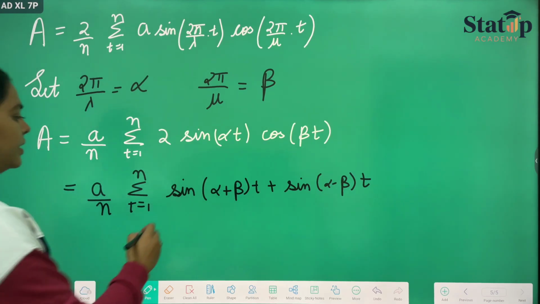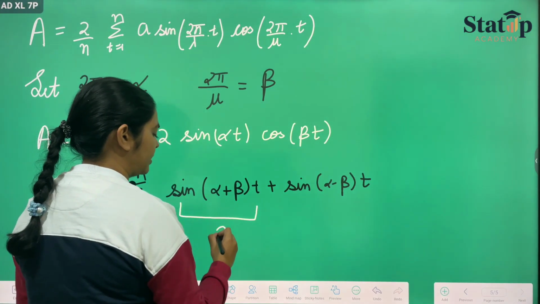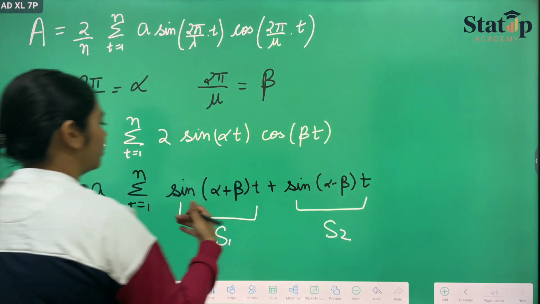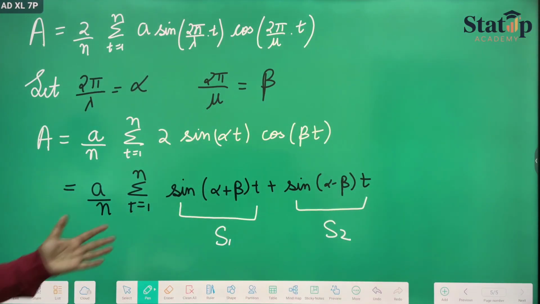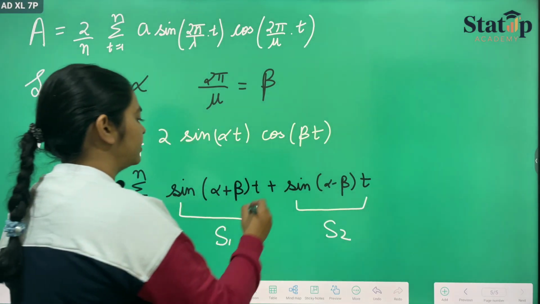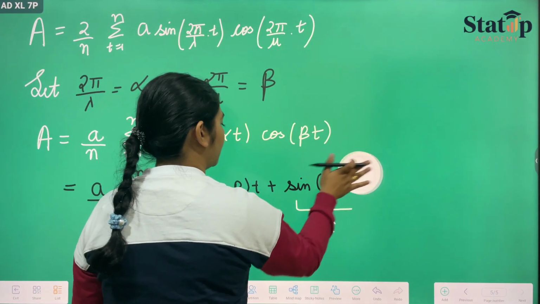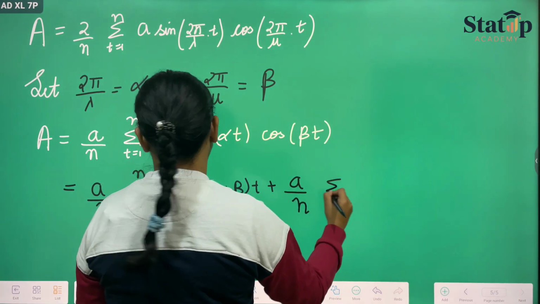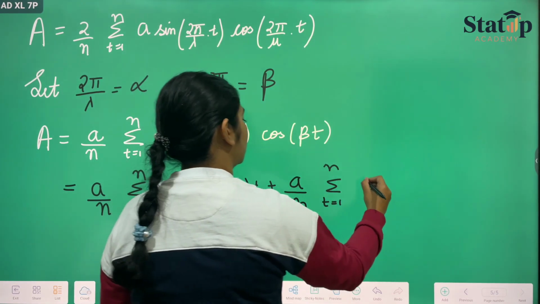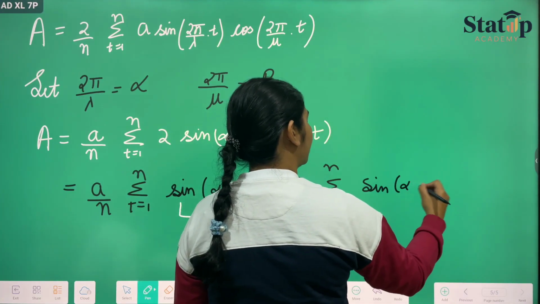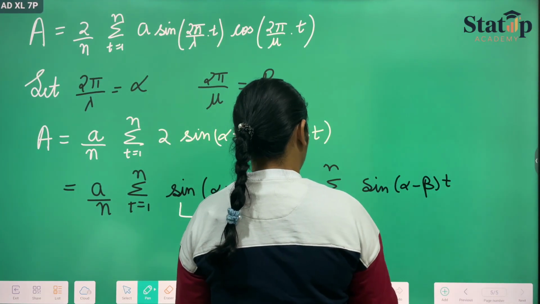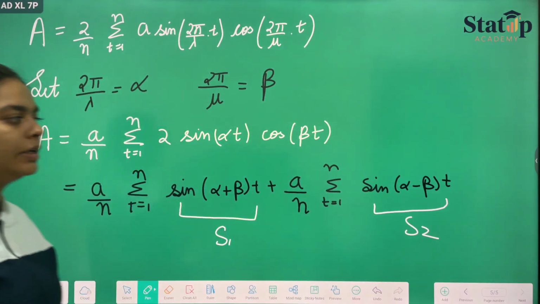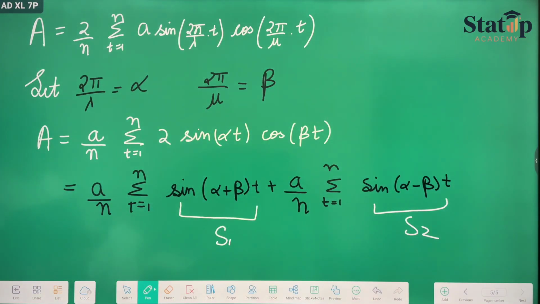Now let us consider this as S1 and this as S2. So we have to find the summation also. This can be written as the summation of this plus A by n summation t goes from 1 to n sine (alpha minus beta) t, and this is nothing but S2. So these are two quantities that we have to find the summation of and then answer.